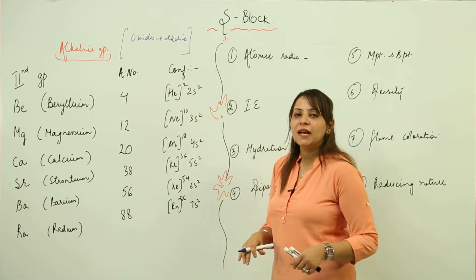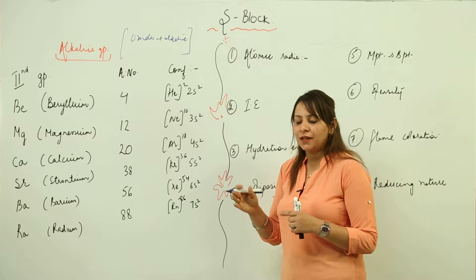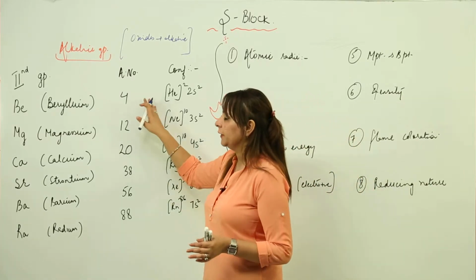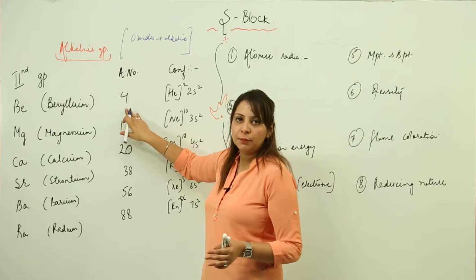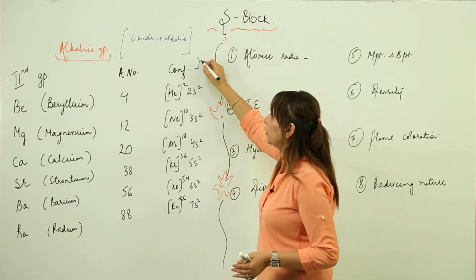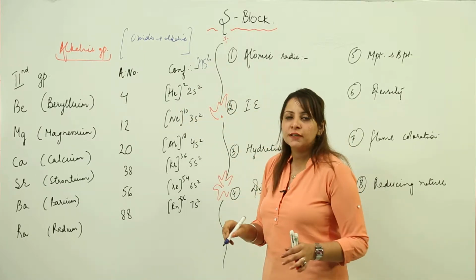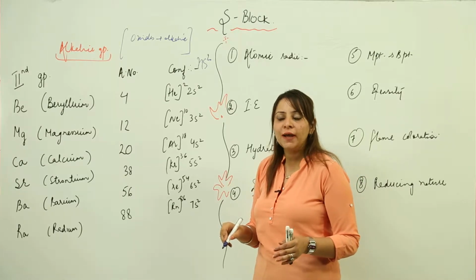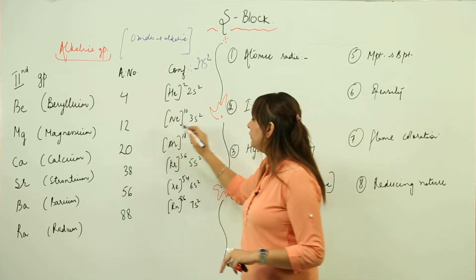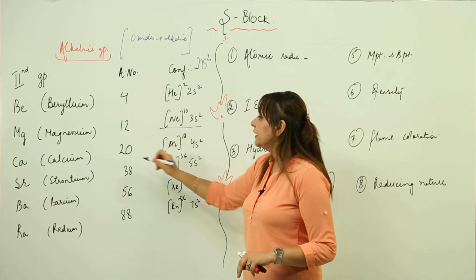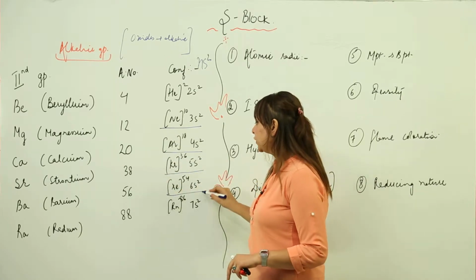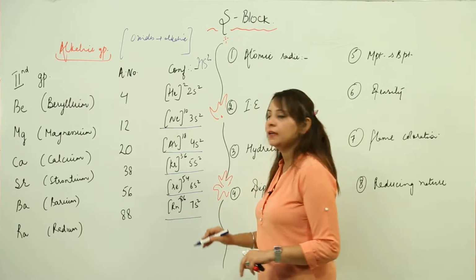The first property we are starting with is the configuration. The first focus is on the atomic number. Beryllium's atomic number is 4, so its configuration is helium 2s2. The general configuration is ns2, which means their last orbital is the s orbital, in which the maximum 2 electrons are present. For magnesium, it is 12, so it is neon 3s2, calcium argon 4s2, strontium krypton 5s2, barium xenon 6s2 and radium is radon 7s2.